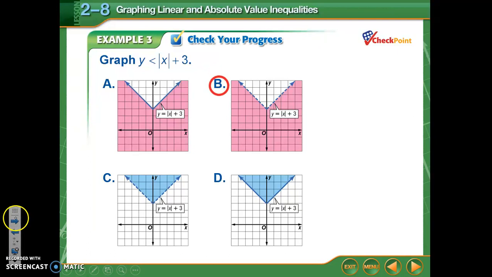Okay, you should have picked B. The first thing you should have noticed if this was y is less than the absolute value of x plus 3. Since it's less than and not less than or equal to, it would have a dotted V, so we automatically knew that A and D would not be the correct answers. The absolute value of x plus 3 has its vertex at 0, 3, and so we just had to test a point and decide if I shaded outside or inside. And if you test the point 0, 0, you would find that it's true, and we would shade outside of our V.